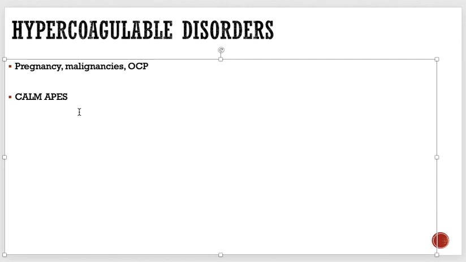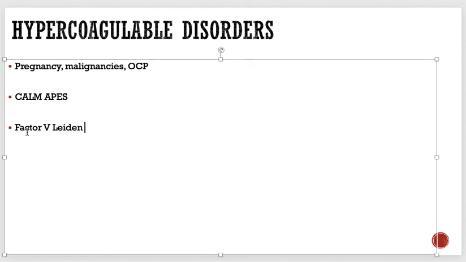Anyone who has hypercoagulability has increased chances of having clots in the body. For example, factor 5 Leiden, okay. It is also called activated protein C resistance. Basically, this is the most common inherited or hereditary thrombophilia, and it is common in European people.